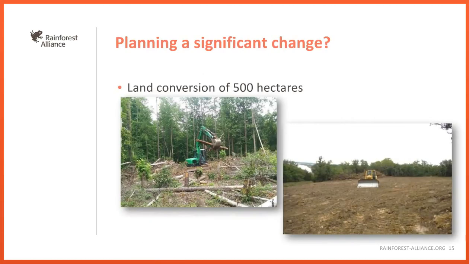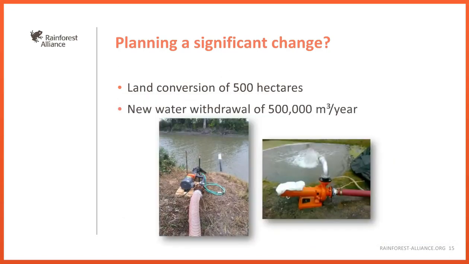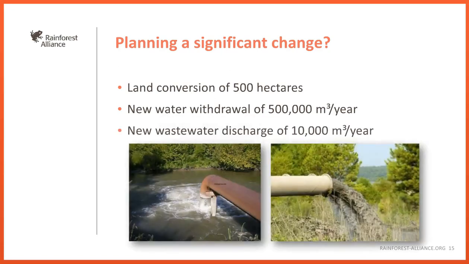As you make a plan for your farm, are you thinking of making any big changes? For example, are you thinking of converting more than 500 hectares of non-crop areas into production areas? Or are you thinking of using more than 500,000 cubic meters of water per year for irrigation or processing, in addition to what you're already using? Or are you thinking of any operation that will generate more than 10,000 cubic meters of wastewater per year, in addition to what you're already generating? These limits are called ESIA parameters.